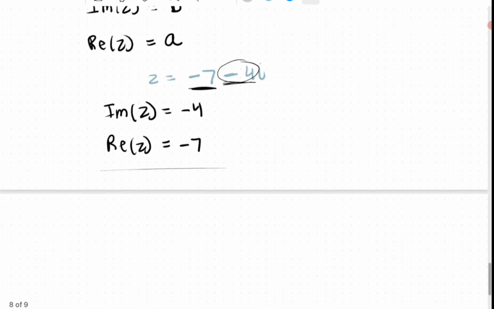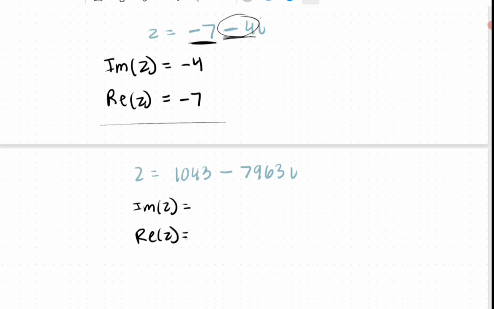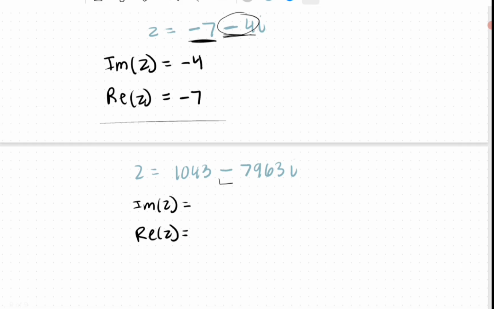Let's try a few more problems, or maybe one more problem, since it's not really a hard concept. It's just to familiarize yourself with the imaginary part and the real part of a complex number. So if we have another complex number, let's say z equals 1043 minus 7963i, what is the imaginary part of z and the real part of z? Imaginary part will always be the part that's multiplied with i, so that's -7,963, and the real part will always be the other number, 1043.